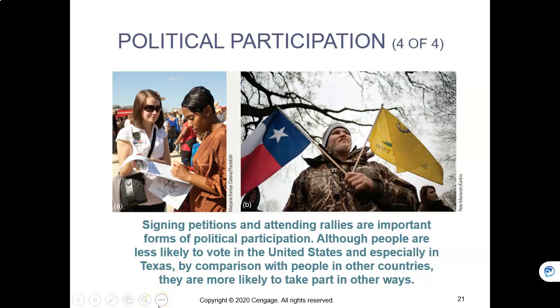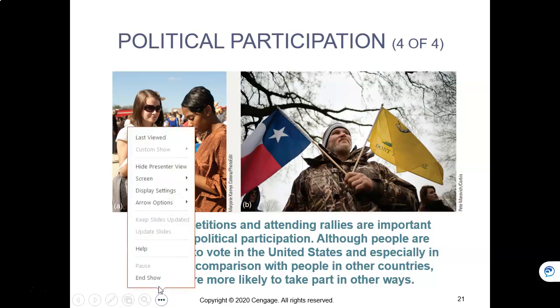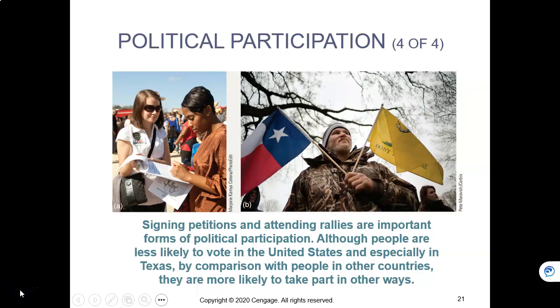So there are other ways to participate in politics: signing petitions, attending rallies. And still, in comparison, Texans are much less likely to vote, and they're much less likely to participate in other forms of political participation too. But in the United States in general, people are more likely to take part in political participation in other ways. Boy, have we not seen that in 2020.